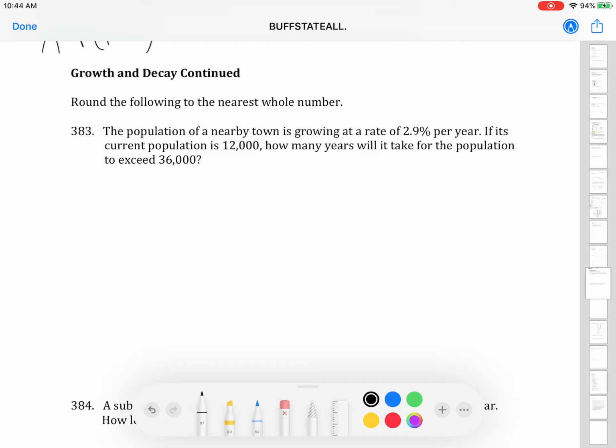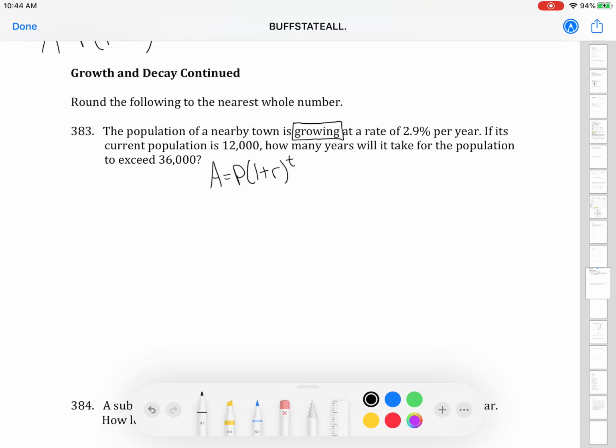All right, so for 383, the population of a nearby town is growing at a rate of 2.9% per year. I'm just going to box that word growing because it tells me to use the plus. I'm just going to write it. A is equal to P times 1 plus R to the T.